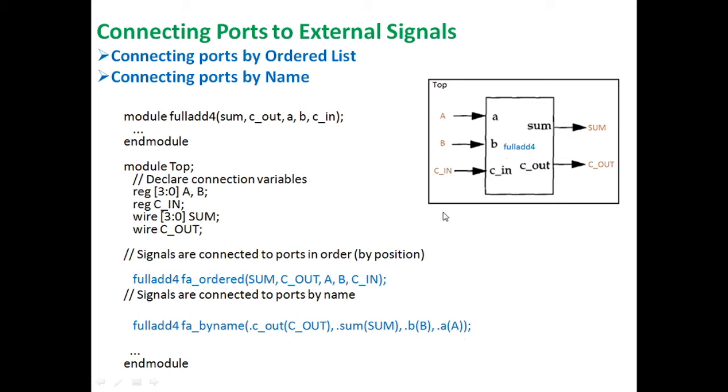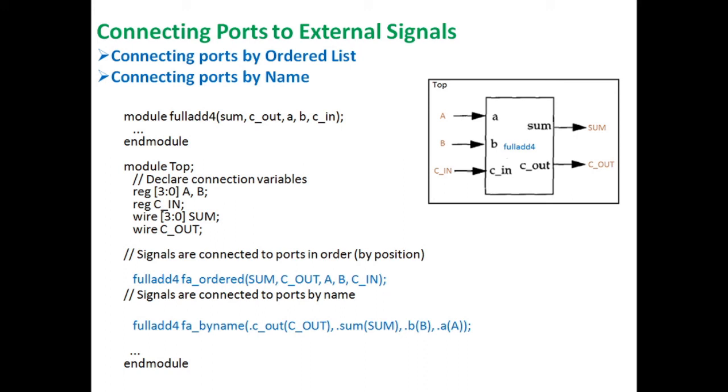At this time, I can specify the port connection in any order as long as the port name in the module definition correctly matches the external signal. So in this way I can do the port connections either by ordered list or by port names.